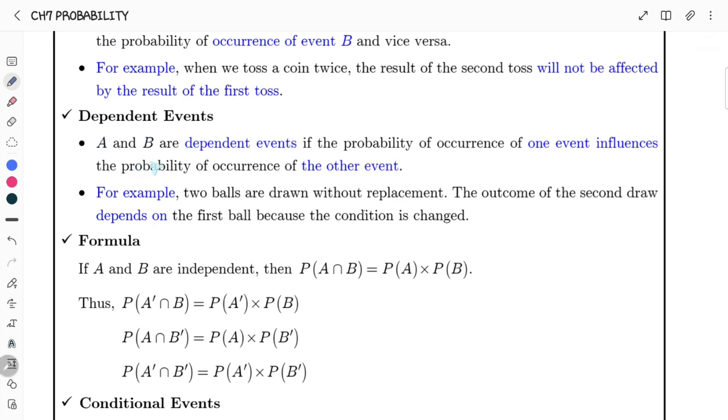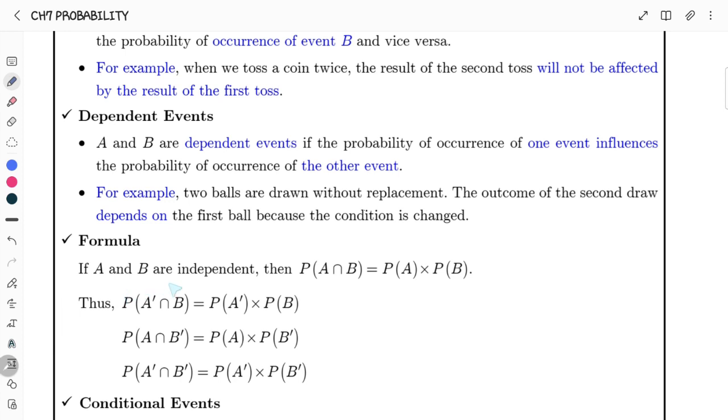Dependent events. A and B are dependent events if the probability of occurrence of one event influences the probability of occurrence of the other event. For example, 2 balls are drawn without replacement. The outcome of the second draw depends on the first ball because the condition is changed.